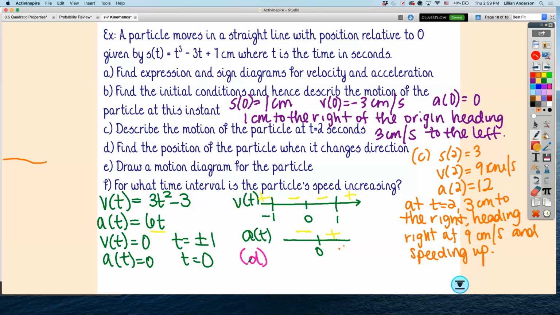So S of 1 will give me 1 minus 3 plus 1, so that's -1. And what's S of -1? 3. Now you gotta draw the motion diagram to represent this.